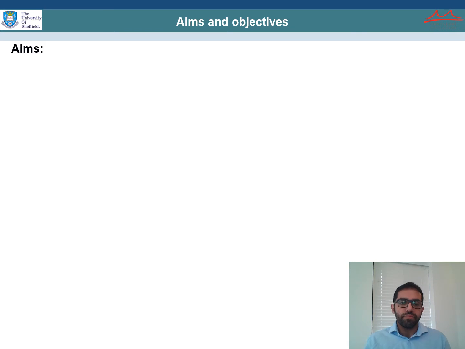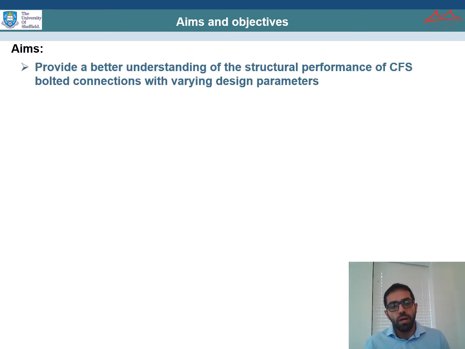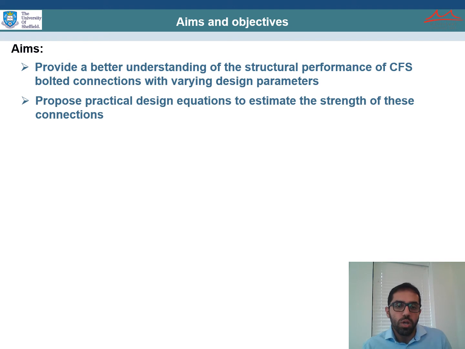The aims of this project were to provide a better understanding of the structural performance of cold form steel bolted connections with varying design parameters, and also to propose practical design equations to estimate the strength of these connections.